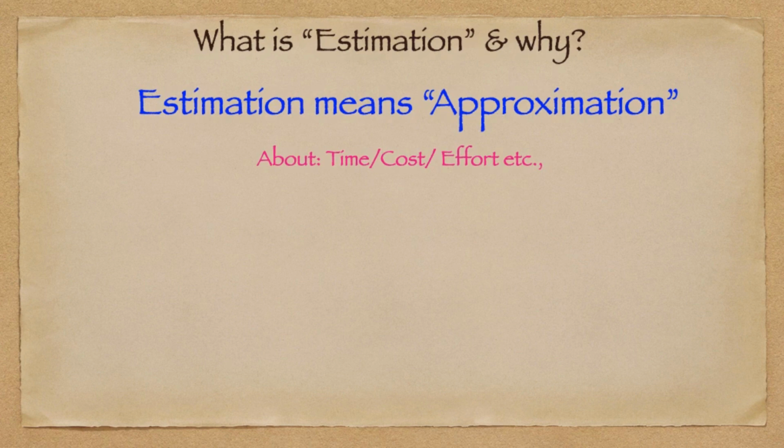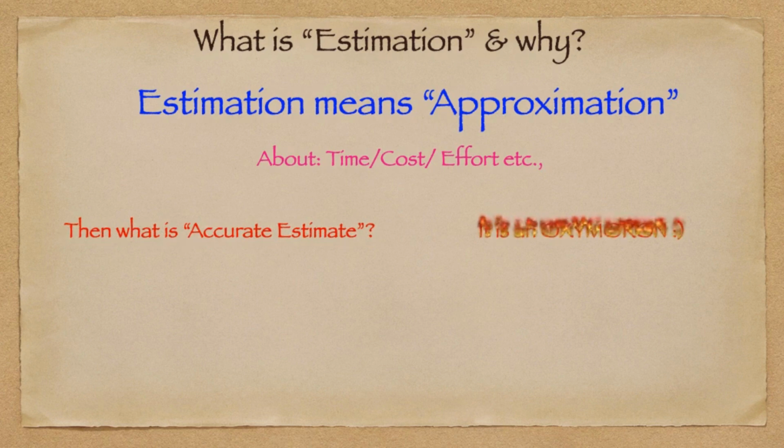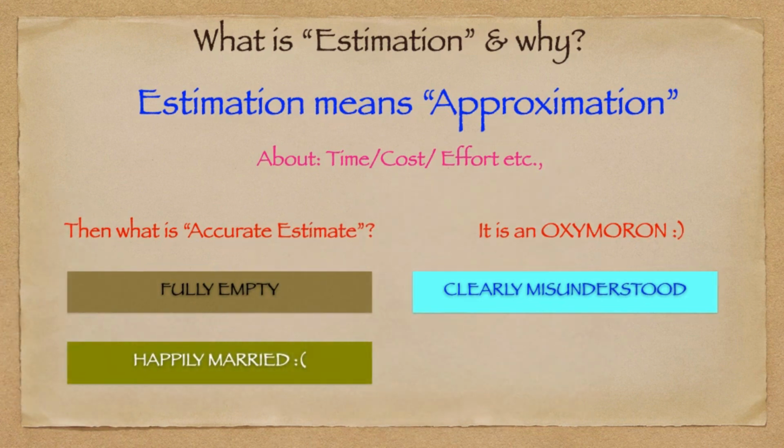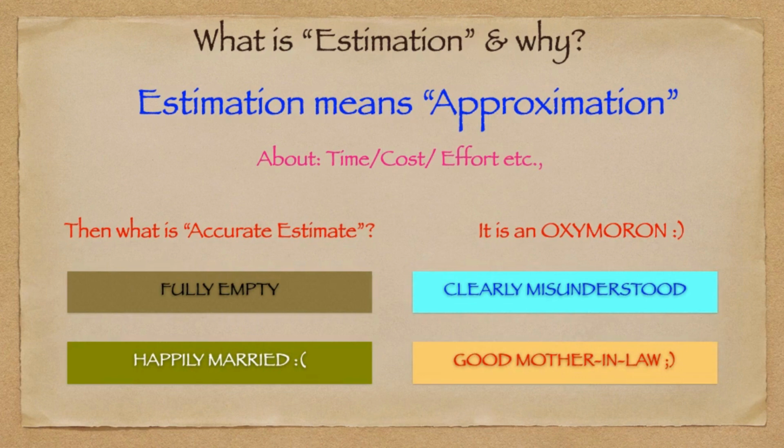Sometimes people ask me, what is an accurate estimate? Don't you think it is an oxymoron? In English, there's something called an oxymoron, where two words with completely opposite meanings are used. Some examples: fully empty, clearly misunderstood, happily married, and good mother-in-law. So let's move on.